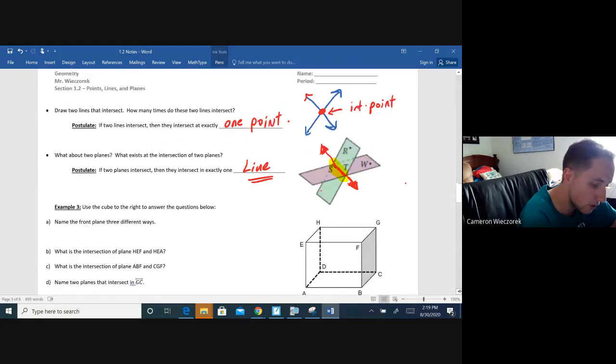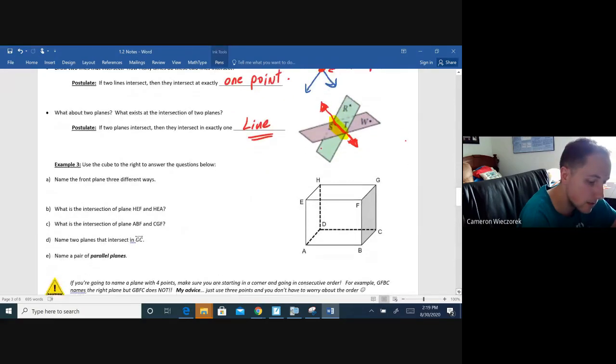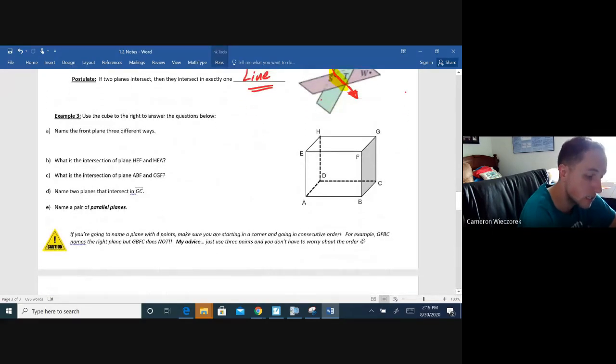Classic type of example to do is use a cube or a box to answer some questions. The box has 6 different planes, 2 on the top and bottom, 2 on the left and right, and then 2 in the front and back.